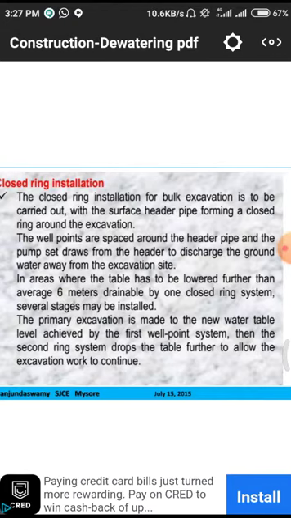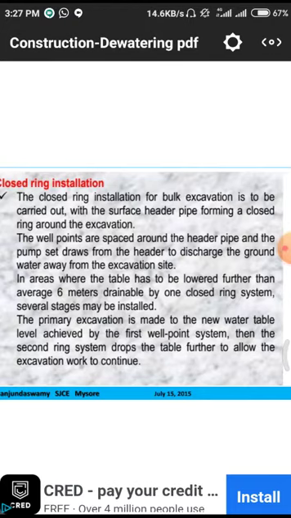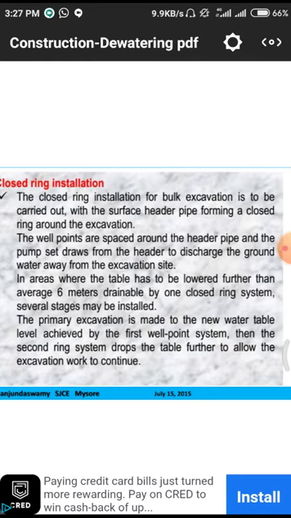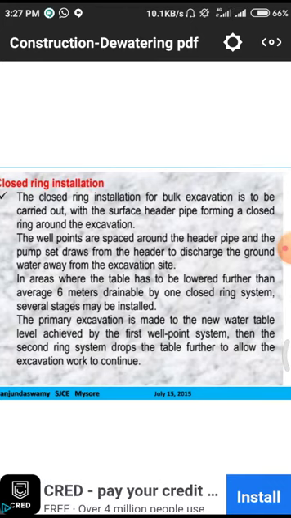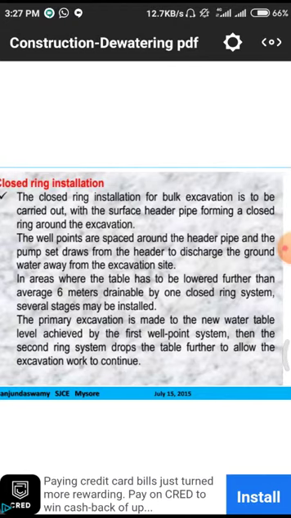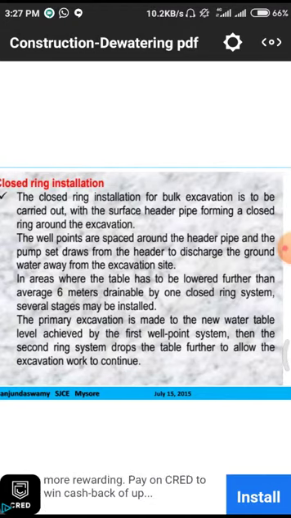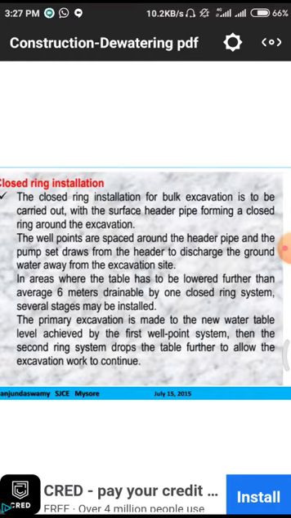After the riser pumps are over, we have to connect those riser pumps with the main pump, and we have to use an electrical machine, that means simply a motor, to collect all that water. The primary excavation is made in the new water table level achieved by the first well point system. Then the second ring system drops the water further into the excavation work continuously.